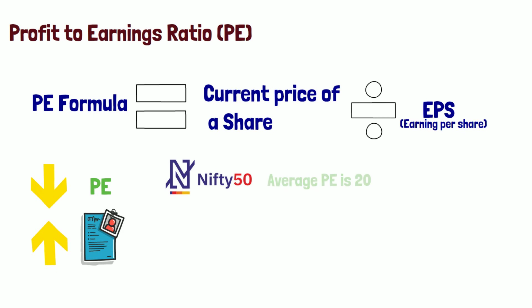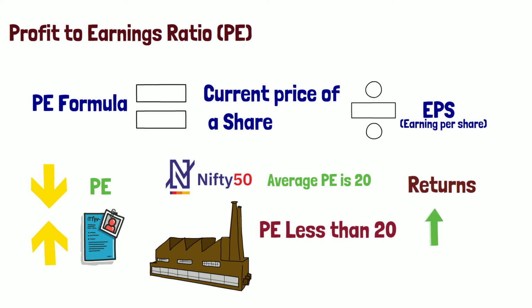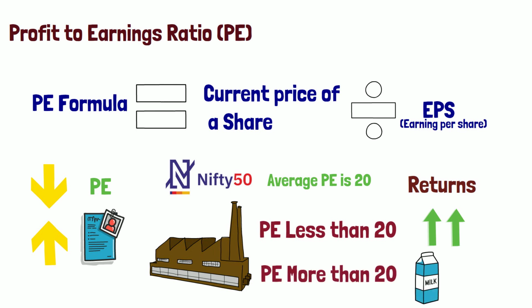The average PE of Nifty 50 stocks is 20. If you see a company with a PE less than 20, that will have a good chance of giving more returns. Companies with a PE more than 20 are considered to be overpriced stocks.